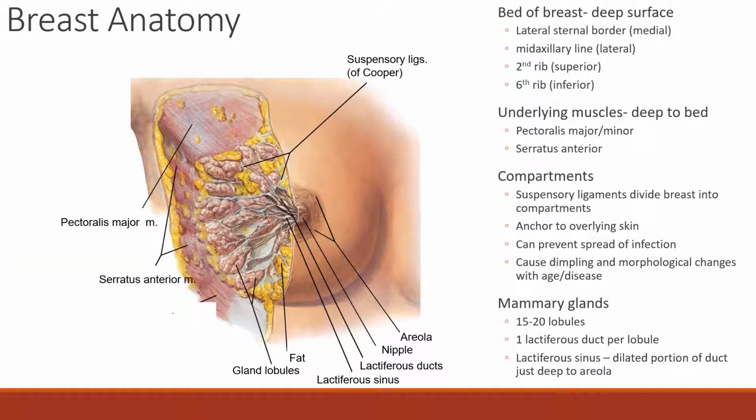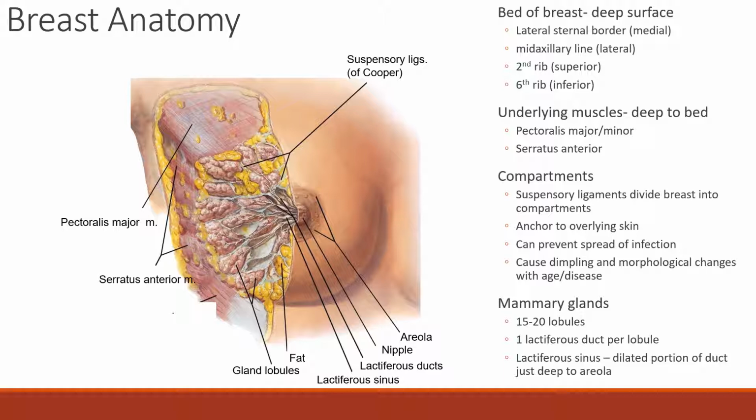So, the anatomy of the breast includes adipose tissue and glandular tissue. The adipose tissue and glandular tissue are mixed together and separated by a little bit of connective tissue fascia into these lobes and lobules, as you see in the image here.